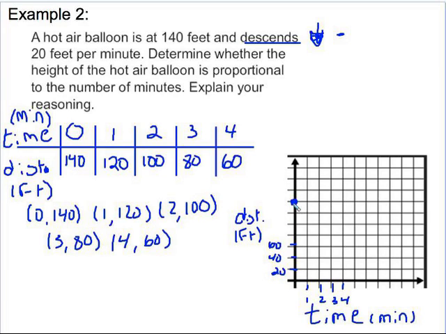And at 1 minute I was at 120. At 2 minutes I was at 100. At 3 minutes I was at 80. And at 4 minutes I was at 60. So then I need to connect those with a line. I would get a ruler out at this time. I'm going to get my straight line function out right now. Okay, I'm going to straighten that line up just a little bit so it goes through the points.